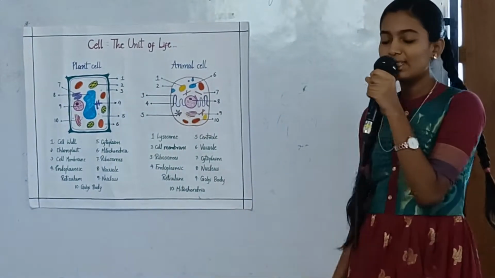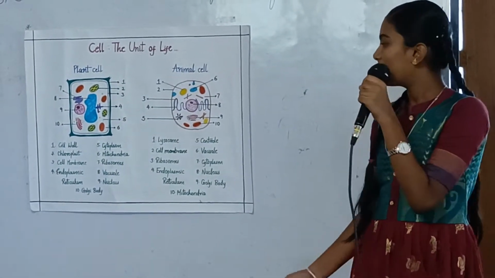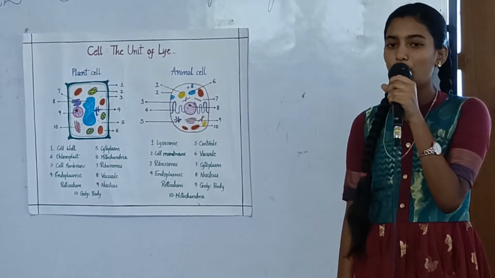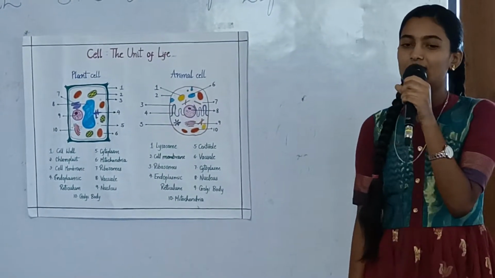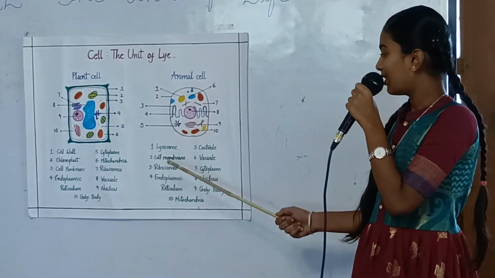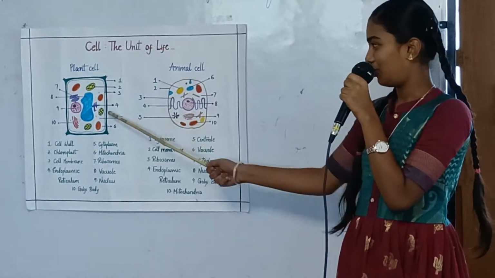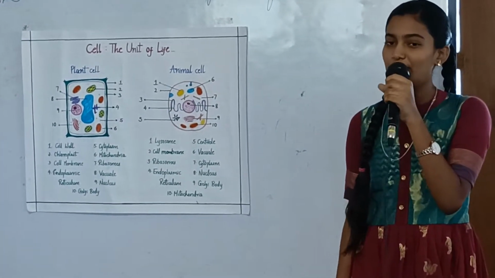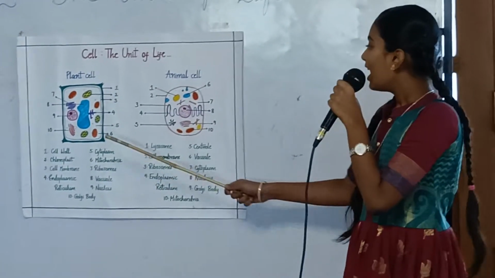Cytoplasm. The cytoplasm is a jelly-like fluid present in both the plant and animal cells. It occupies most part of the cell within the cell membrane. Various chemical reactions take place in the cytoplasm, and all the other cell organelles are embedded in the cytoplasm.